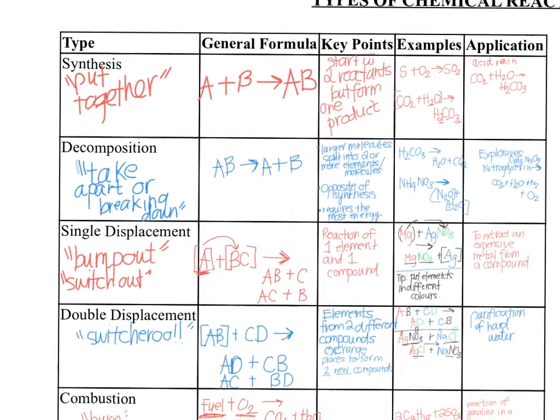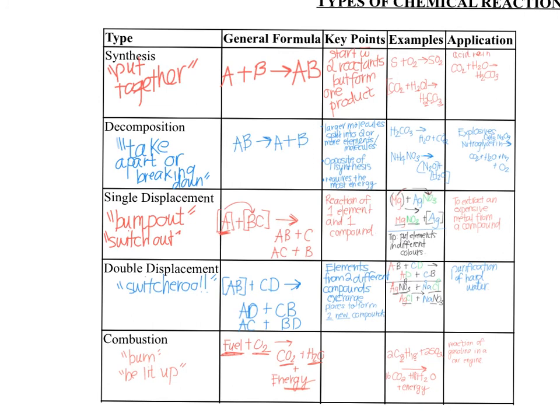So things to review and remember: what do each of these mean? So we know that synthesis means put together, decomposition means take apart, single displacement means to bump out, double displacement a complete switcheroo, and combustion means to burn or be lit up.